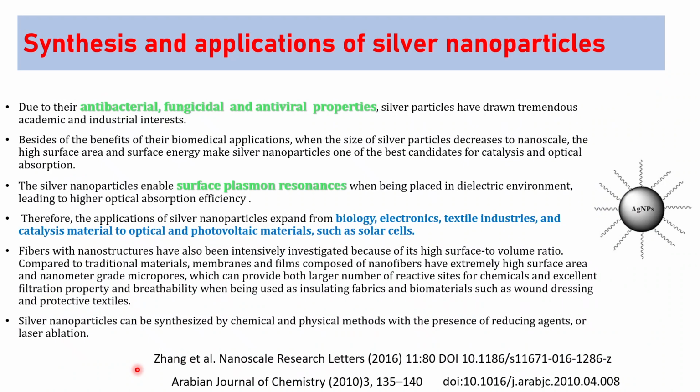And next, we will move on to silver nanoparticles. As we all know, silver has unique properties. It has antibacterial, antifungal, and antiviral properties. And silver draws tremendous attention towards academic and industrial interest. Besides their biomedical applications, when the size of the silver particles decreases to the nanoscale, the high surface area and surface energy make silver one of the best candidates for catalysis and optical absorption.